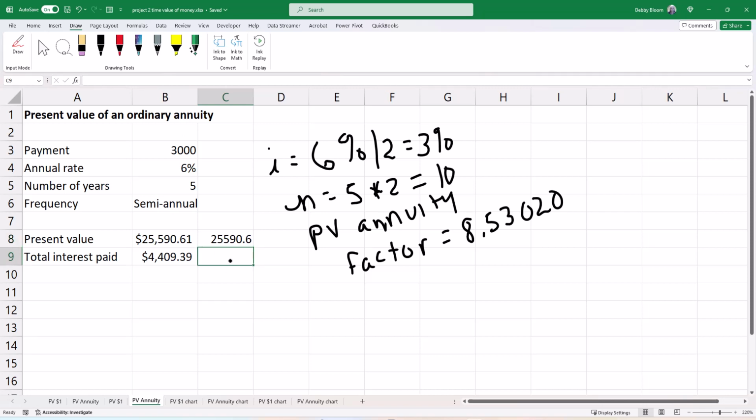So now once again, to calculate the total interest paid, I am paying back $3,000 over 5 years, multiplied by 2 times per year. So I'm making 10 payments of $3,000, $30,000 is what I'm paying back, and I'm borrowing 25,590.6, so my interest is 4,409.4. Once you're done with this, just save and upload it to the assignment link.